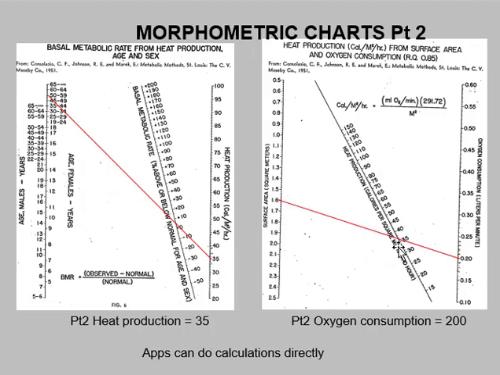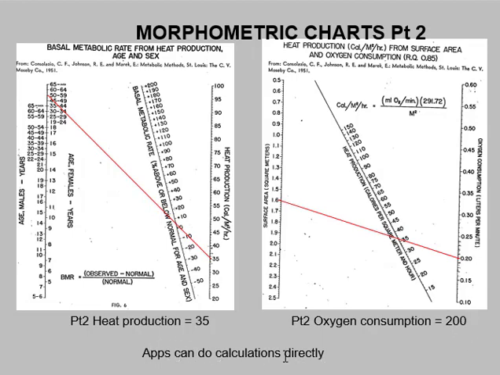So we line up the 35 mark for heat production on this chart, line up a line of intersection with a surface area of 1.6 and extend it to the oxygen consumption, which here lines up almost perfectly at 200.